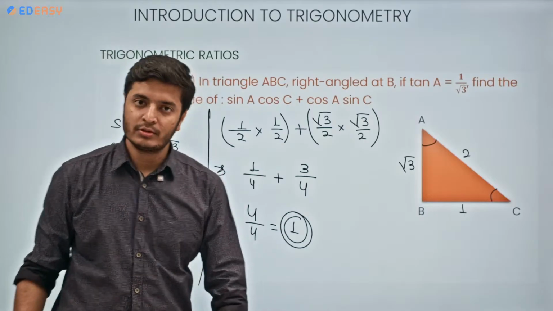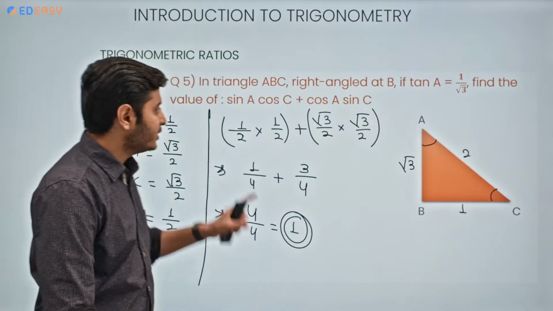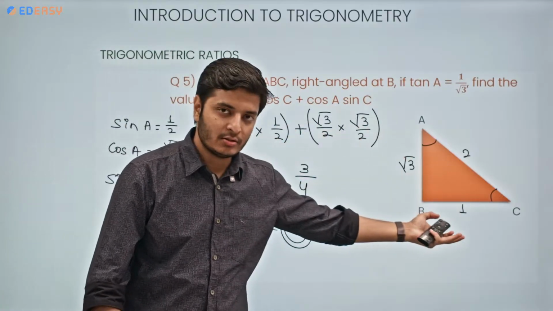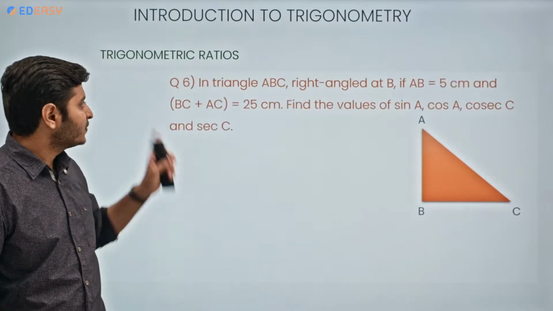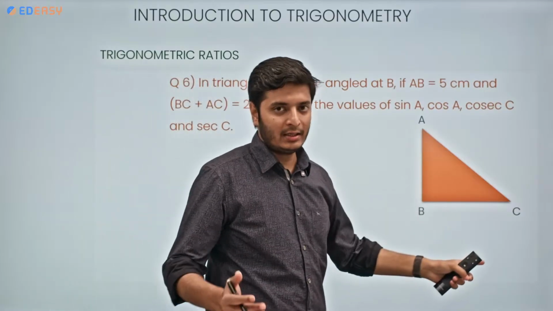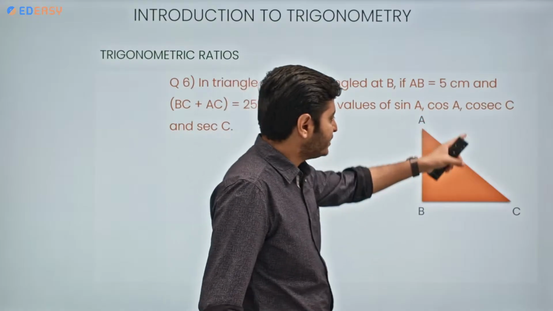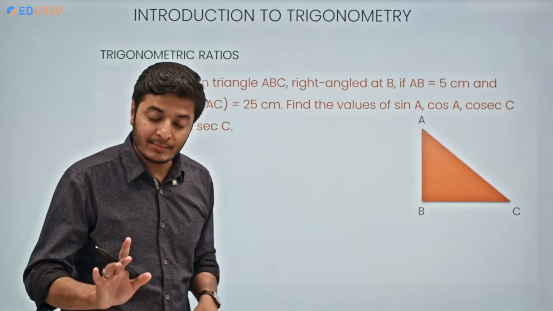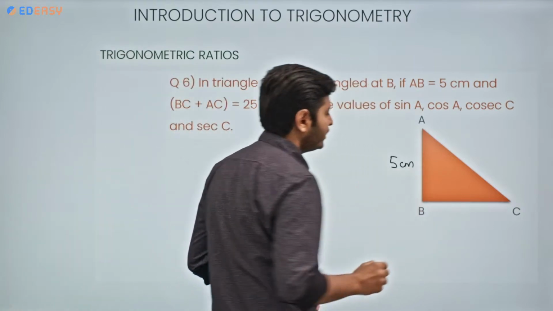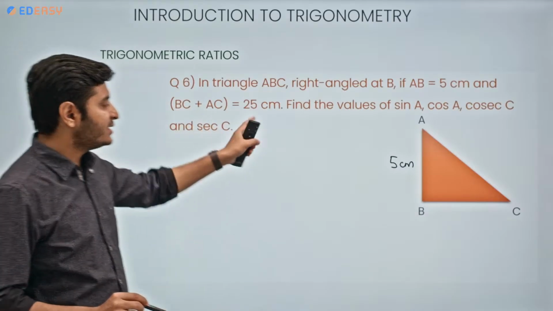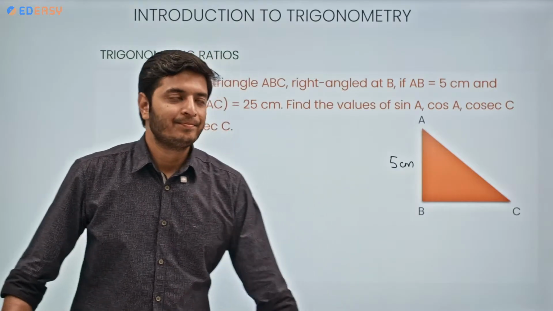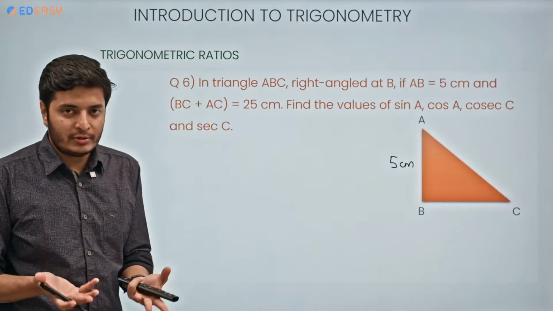And this is how we need to approach this type of problem. Be very careful about this type of problem because the angles are given differently. So the values will change accordingly, correct? Now, sixth problem. In triangle ABC, right angled at B, again right angled at B, if AB is 5 centimeter, so length of AB is 5 centimeter, this time it is given the specific length, not the ratio. And BC plus AC is equals to 25 centimeter. Oh, this one is a little bit tricky. Why? Because you will get confused how to approach this problem now.